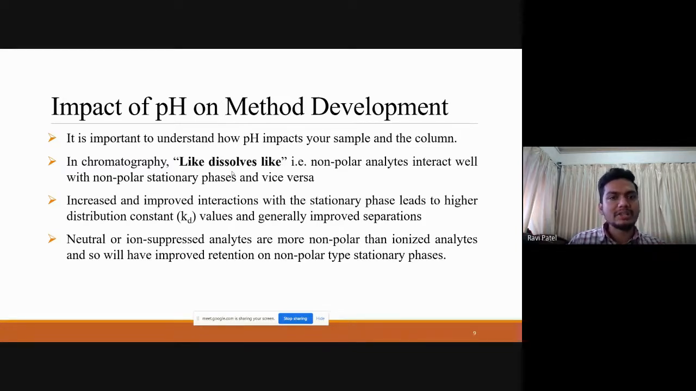So based on ionization, and the selection of pH, we get a proper retention time for each and every compound. Increased interaction with the stationary phase leads to a higher distribution constant value and generally improves the separation. Neutral analytes are more non-polar than ionized analytes, so it improves retention on the non-polar stationary phase. So keep in mind this tagline: like dissolves like, polar likes polar, non-polar likes non-polar.